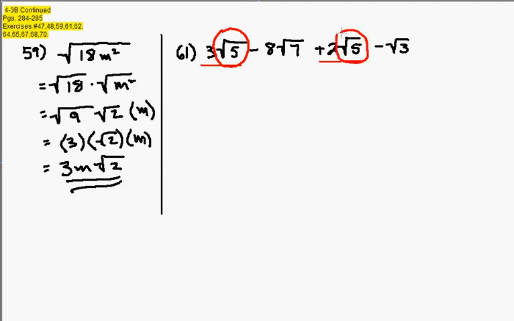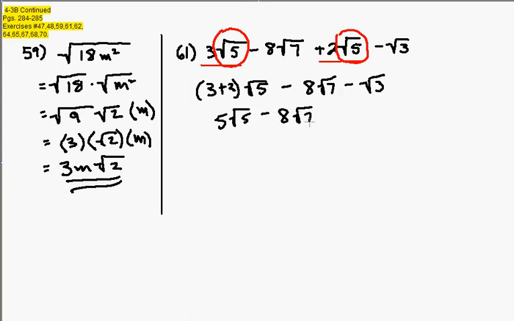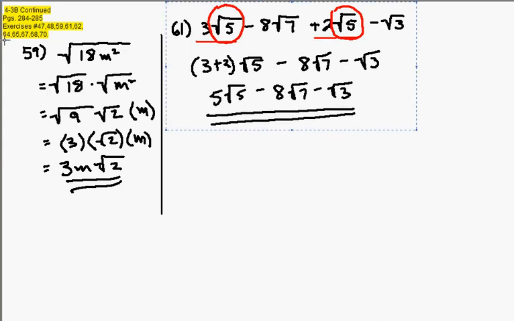So now we can use the distributive property, and we will go 3 plus 2 times the square root of 5 minus 8 square root of 7 minus square root of 3. Combine these two numbers, coefficients, and we have 5 square root of 5 minus 8 square root of 7 minus the square root of 3, and we're done. That is the simplest form that we can get, because none of these are what you consider like terms. None of them have common factors. So that's it. Going on with the next problem.